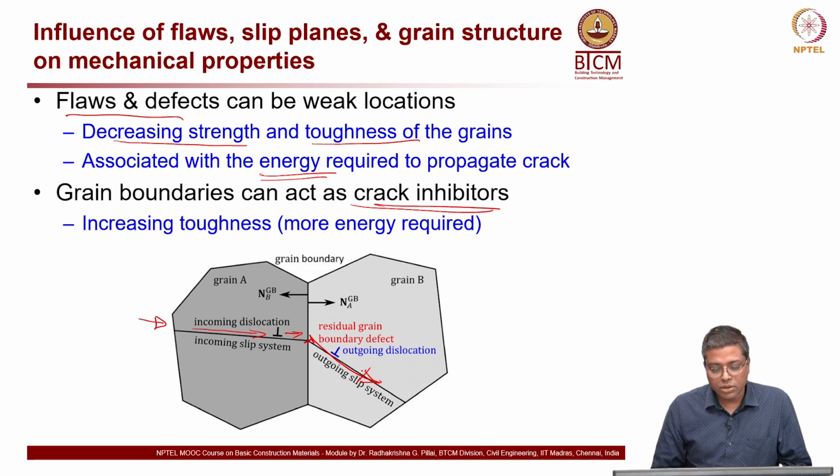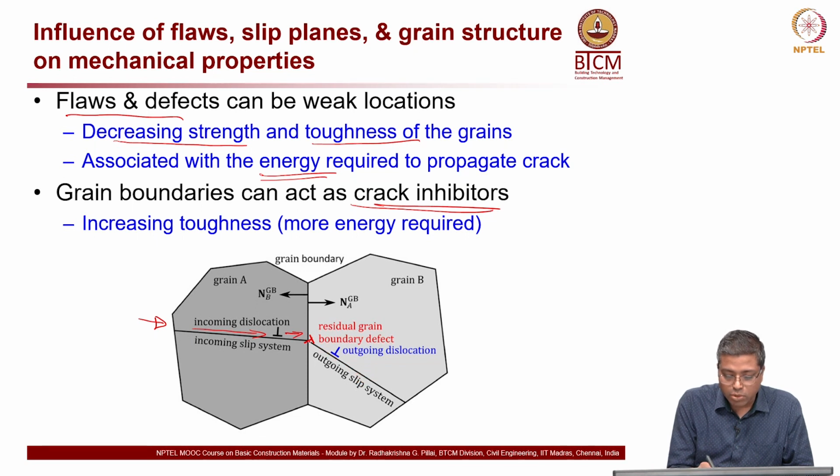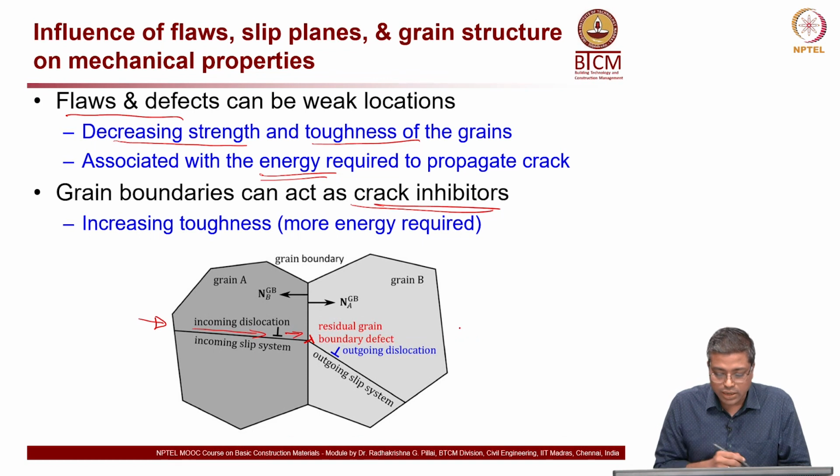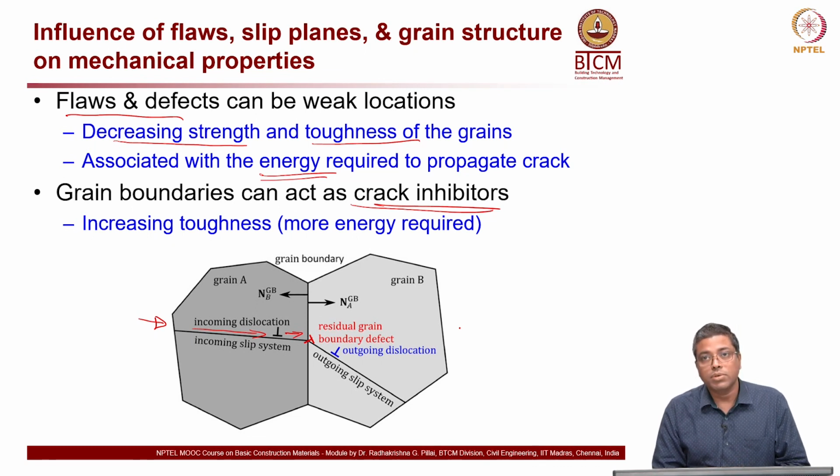So, you have two things here, incoming dislocation and outgoing dislocations. If it was going in the same direction, probably you would need less energy. If it is in the same direction, then the energy requirement to move that dislocation would be relatively less. But this is a useful thing about the grain boundary, because it helps in enhancing the toughness and probably the strength of the material also.